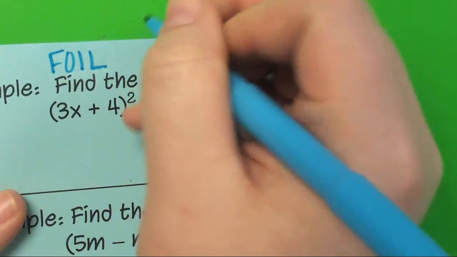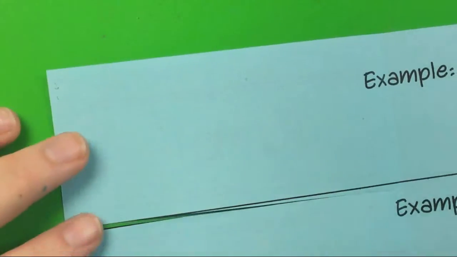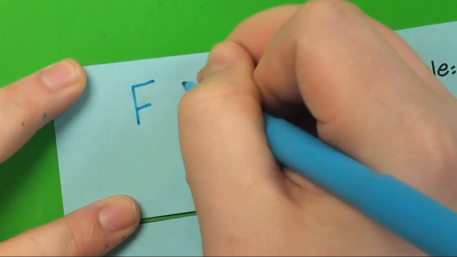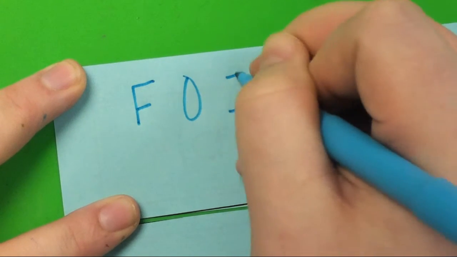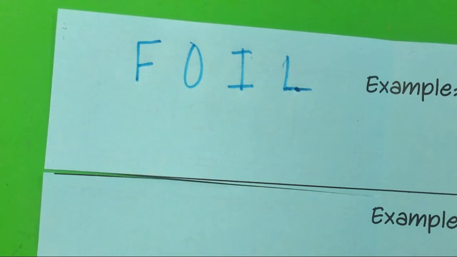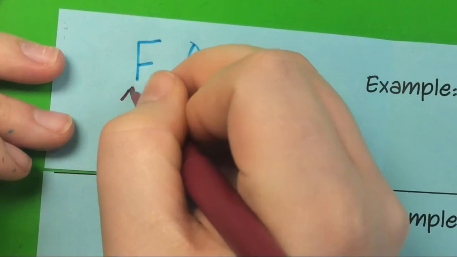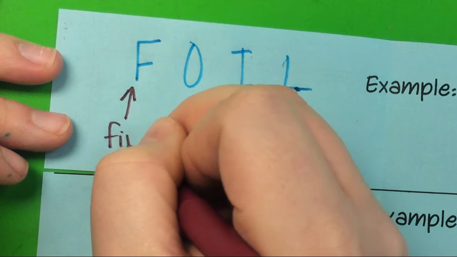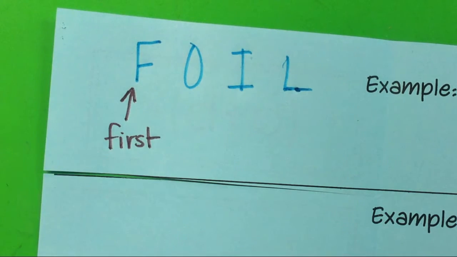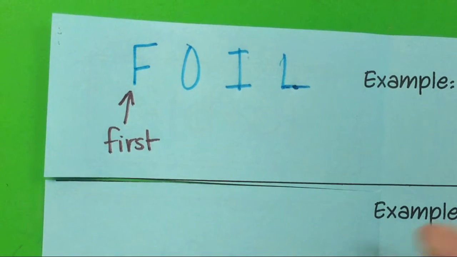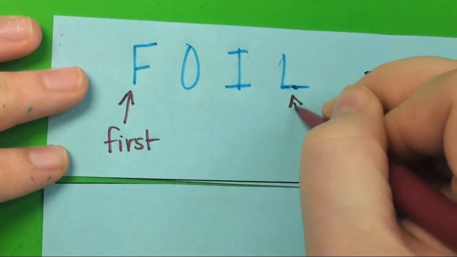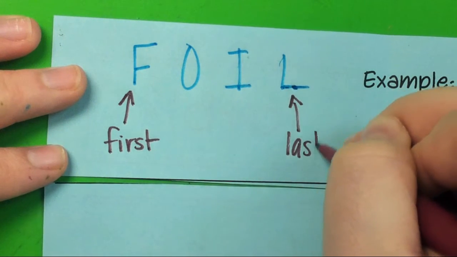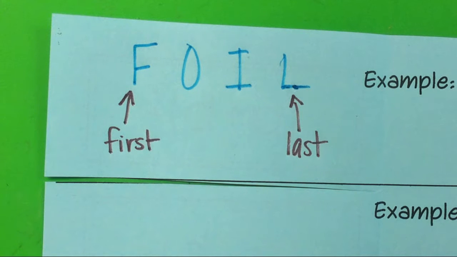The F, so I'm actually going to doodle over here. FOIL. The F is for first. Wait, so we can write it bigger over there? Yeah, that's what I'm going to do. The F is for first. Any guesses on what the L is for? Last. Yeah. So F and L make sense.